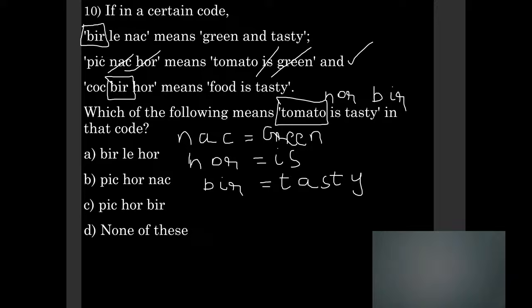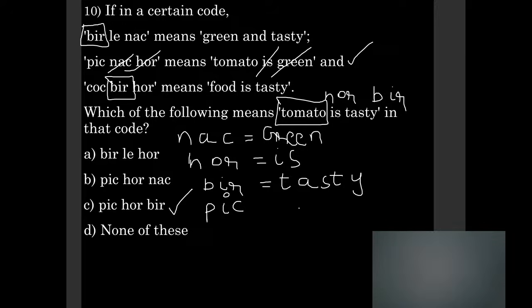That one code and one word is tomato. Tomato is PIC. So the answer for this one is PIC HOR BIR. PIC HOR and BIR is the correct answer, which is there in option C. So option C is the correct answer. Is everyone clear with this? Can I go to the next question?